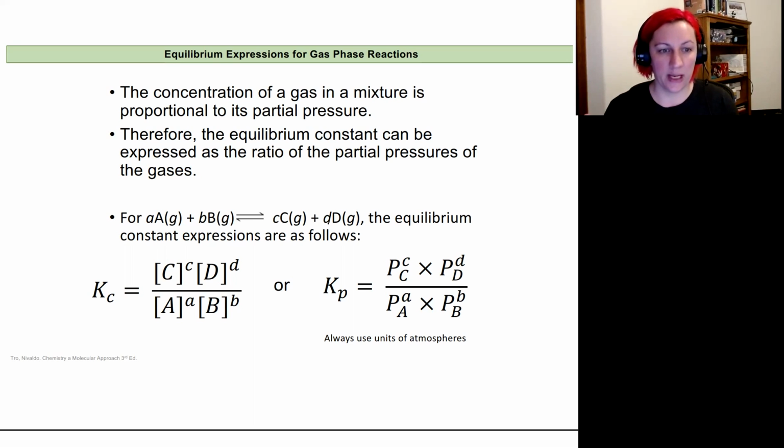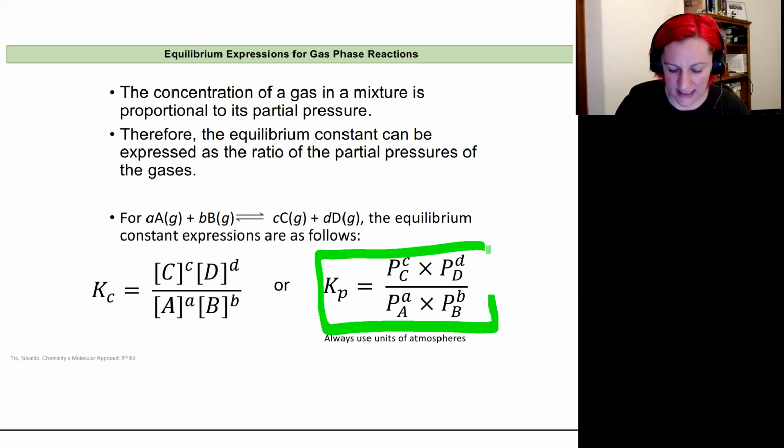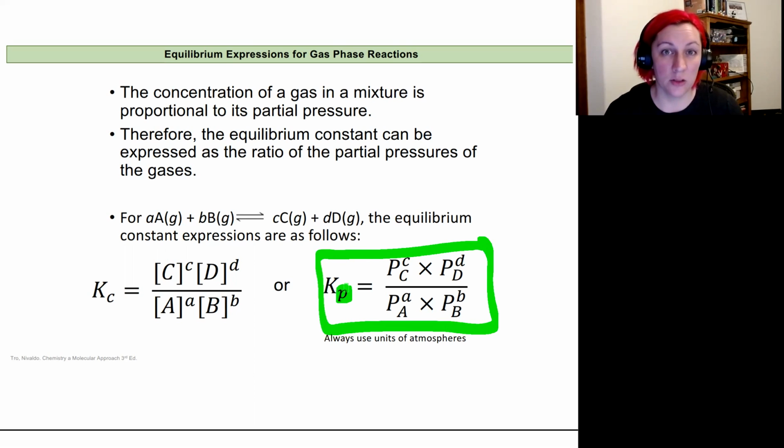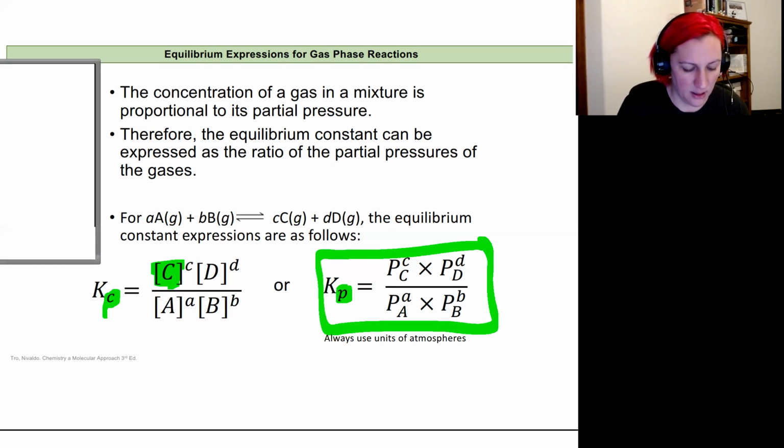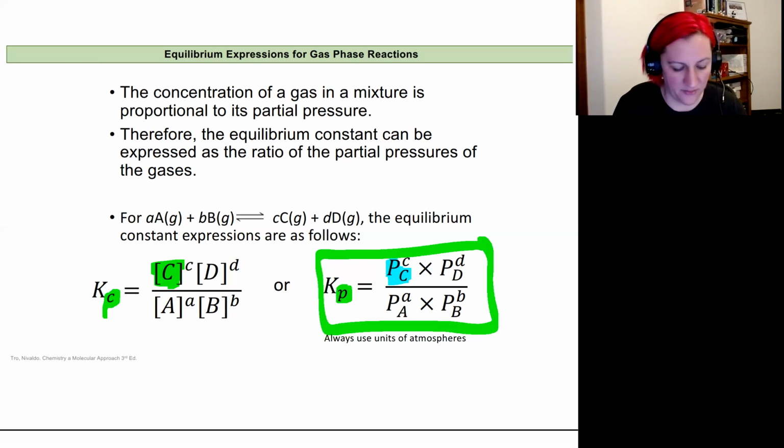Here it is written out for K, which we will designate with a subscript P if we're using pressures, and a subscript C if we're using concentrations. I feel like I've used concentrations more than pressures, but they're both the same. So instead of the concentration of C, you'll use the partial pressure of C in this expression. And again, it's important that this is in atmospheres.